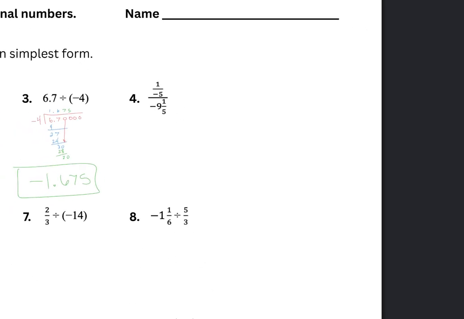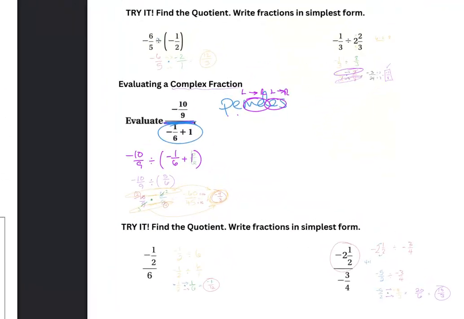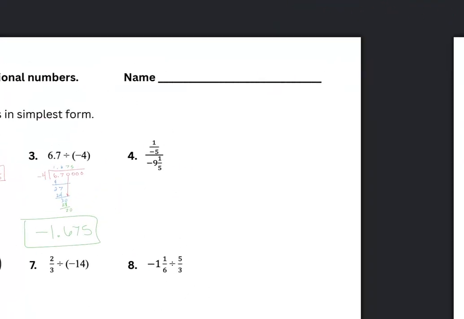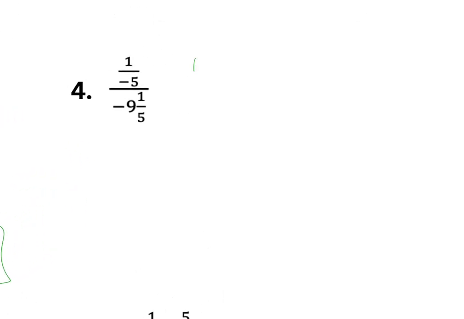Number 4, again, if you're going, whoa, what is that? Come check it out. Come check it out. Come check it out. That's the last time I'm going to do that. Here we go. -1/5, that negative placement also doesn't really matter, divided by -9 1/5. Well, I'm going to convert this guy. 5 times 9 is 45 plus that 1. We're going to have 46/5, and it's negative. And we still have this -1/5, and we are still dividing.